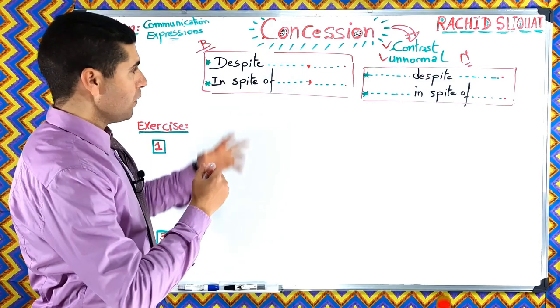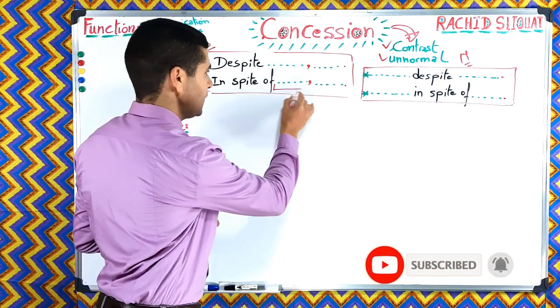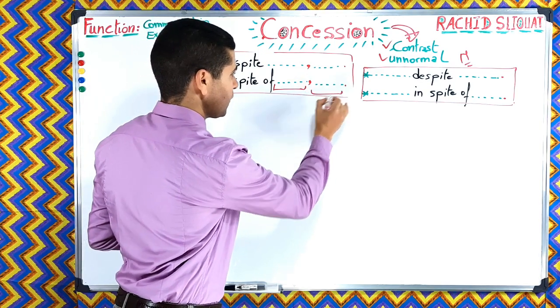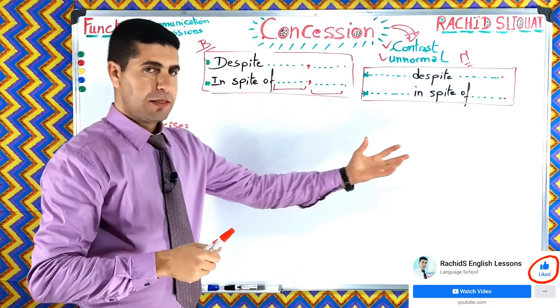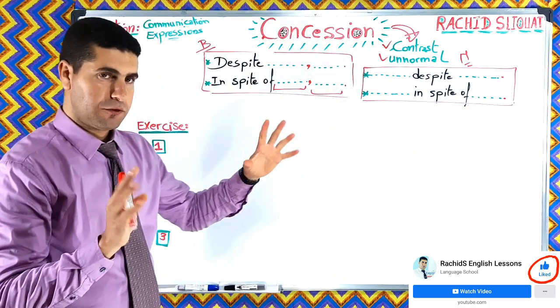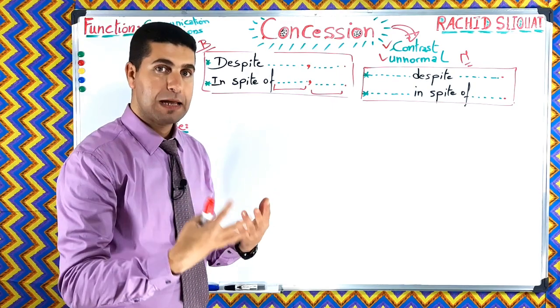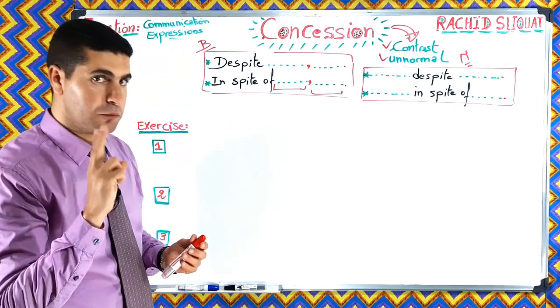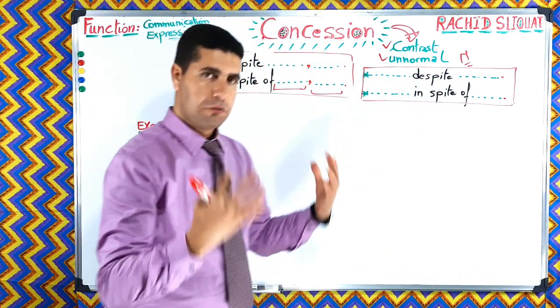In both patterns we have two actions: action number one and action number two. If you look at this picture again, we have the rain, it's raining, and we have boys playing soccer. So two actions, one and two.